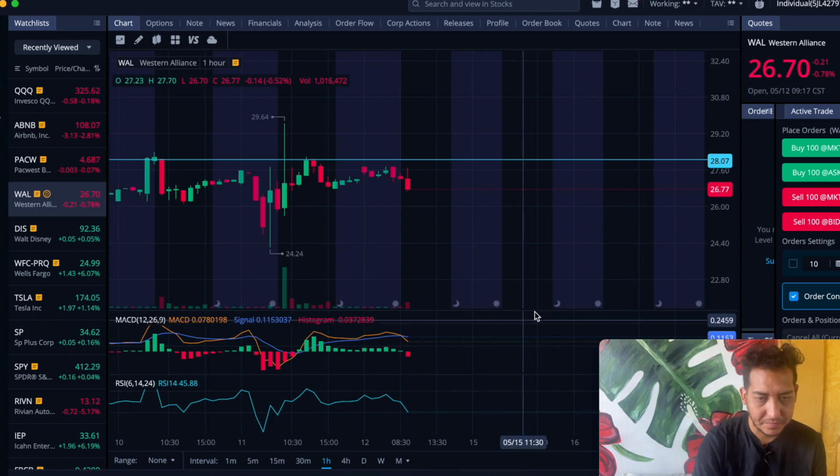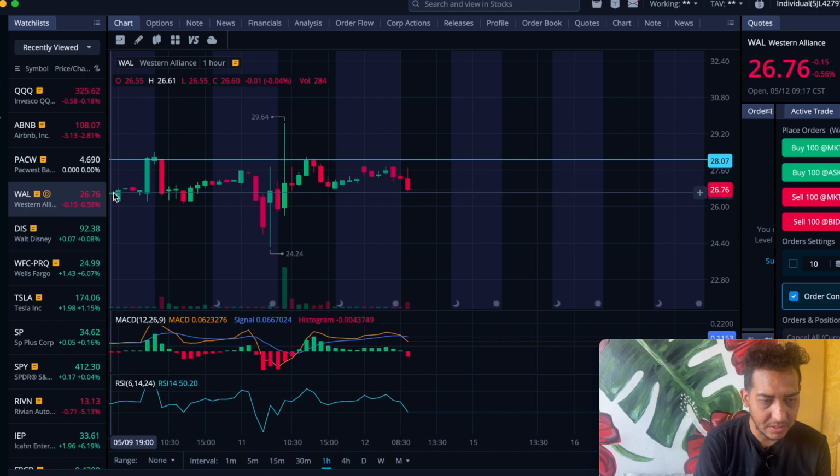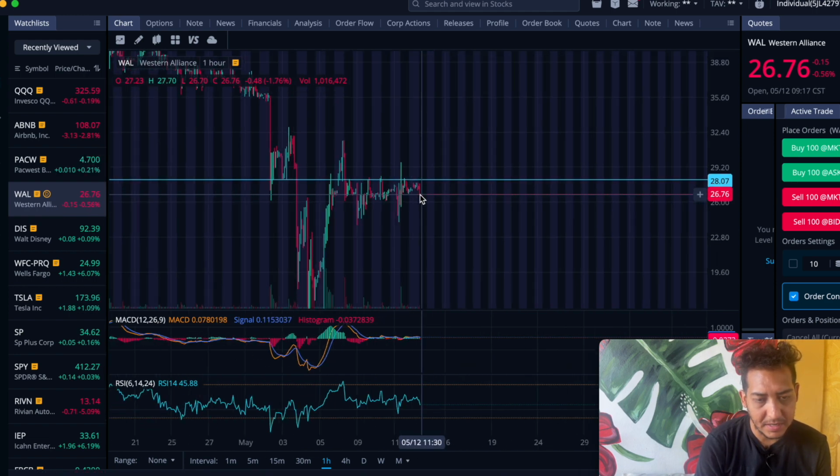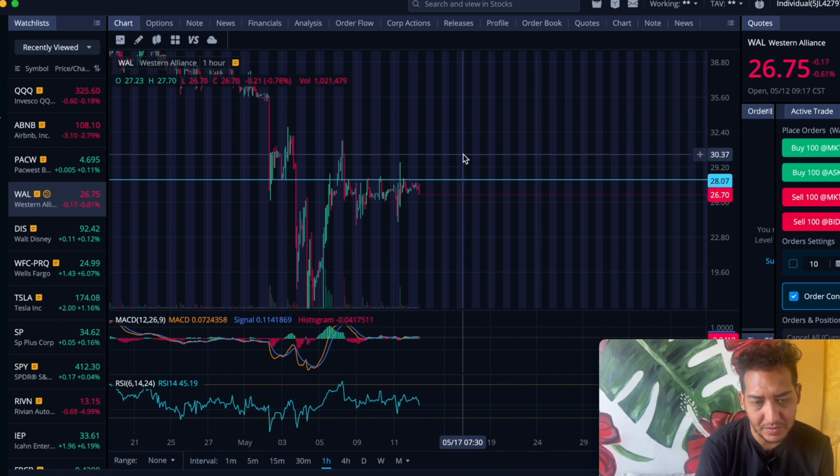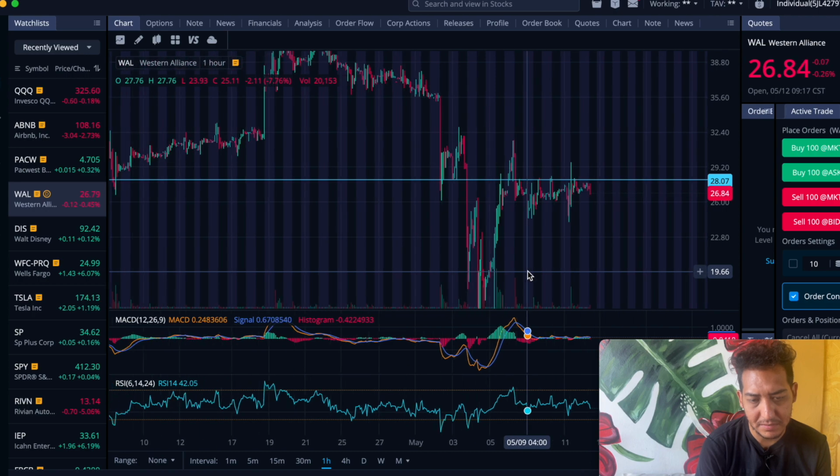So going back, we're talking about Wall. So yeah, if it does come up to the 30 area, I'm definitely going to be grabbing some puts on that one. I do feel that it's got a lot of potential to the downside.